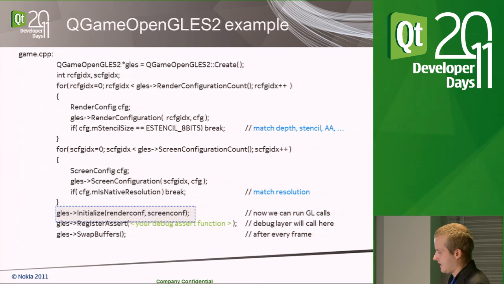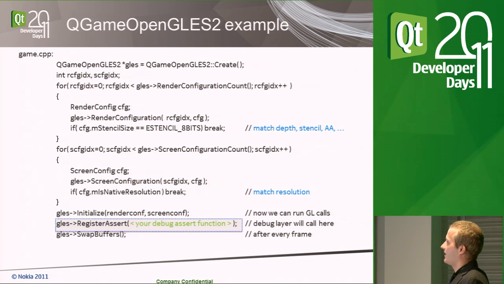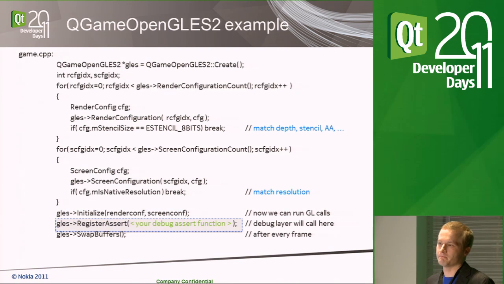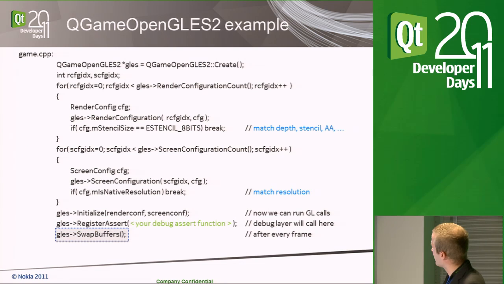Then you basically just call the initialize function with the render configuration that you chose and the screen configuration that you chose. And now you are basically ready to call GL calls if you want to, like the basic frame rendering. But here's an additional function that you can use, which is called register assert. This will be used for a debug breakpoint if you're interested in debugging. And then there's a swap buffers call as well for swapping the frames after you rendered. There's also a swap interval call for changing the swap interval, if you know what that means. But it might not work on all devices. Like I think N8 only has a swap interval of 1, and on A60, at least 1, 2, and 3 are supported.